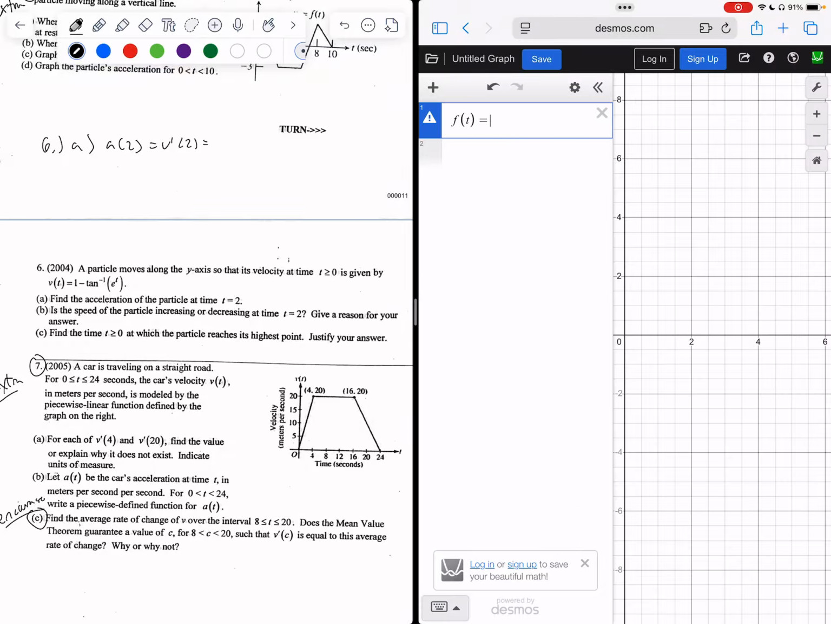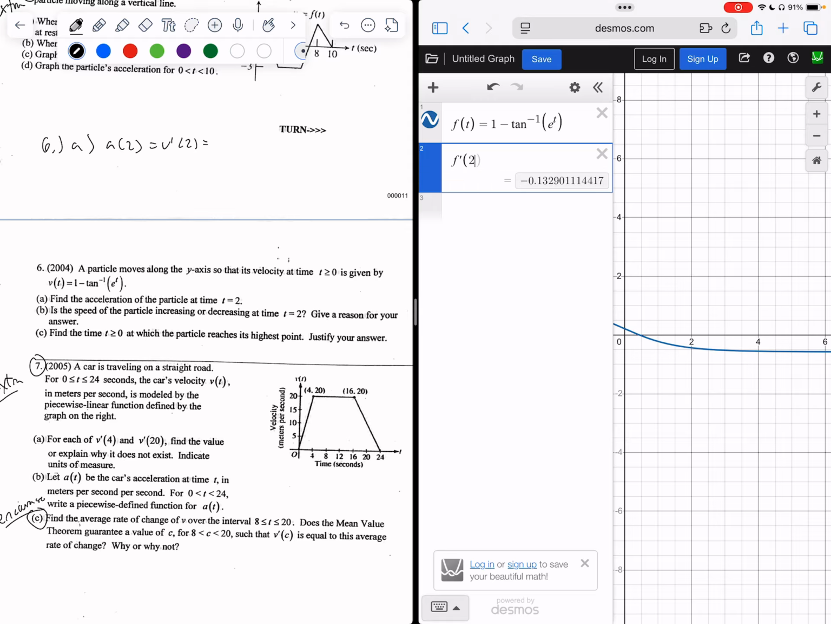Wish they had an undo button on this one. 1 minus tangent inverse, caret -1, e to the t. There it is. And I want to just find the derivative at 2. So I'm just going to go f prime of, not double prime, f prime of 2. And I get negative 0.133. And there it is, negative 0.133. That's all it takes.